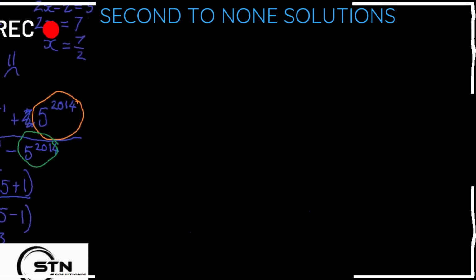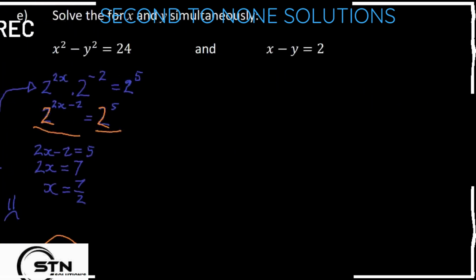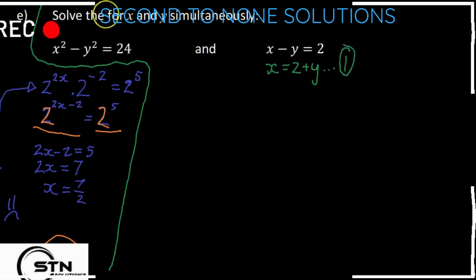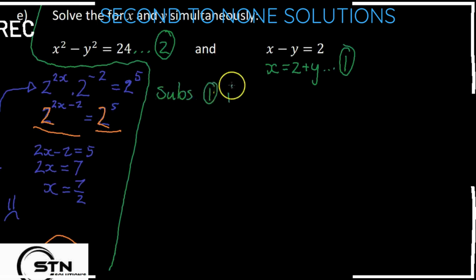Okay, so now I'm moving over for the simultaneous equations. I'm also going to change color just so that it's obvious to see where we're going. We've got x squared minus y squared is equals to 24, and x minus y is equals to 2. I'm going to start by changing this so that x is the subject of the formula. And I'll name this one 1. And I'll name this one 2. And I name them just so that I can tell the marker what I'm doing. I'm going to substitute equation 1 into equation 2.